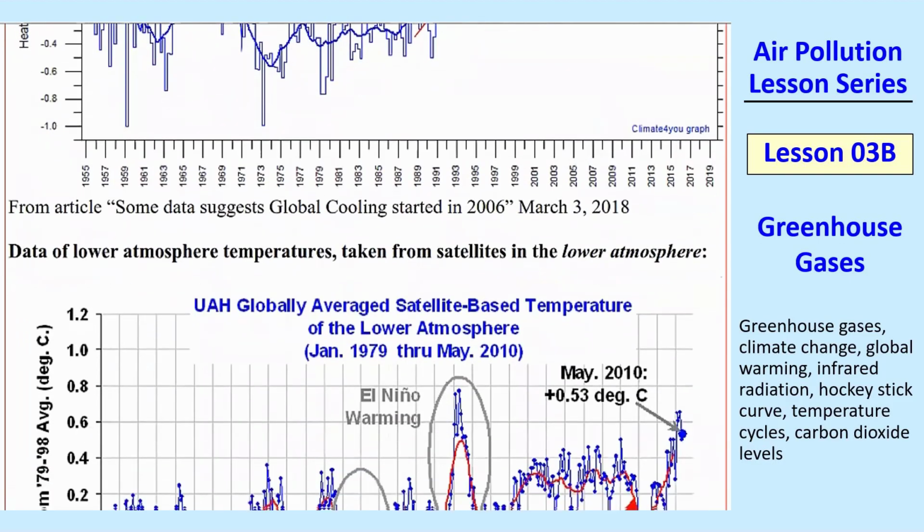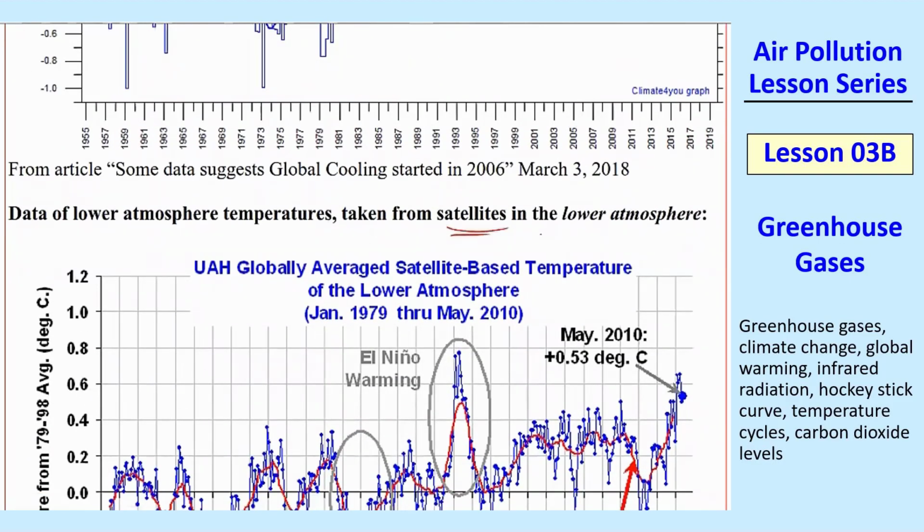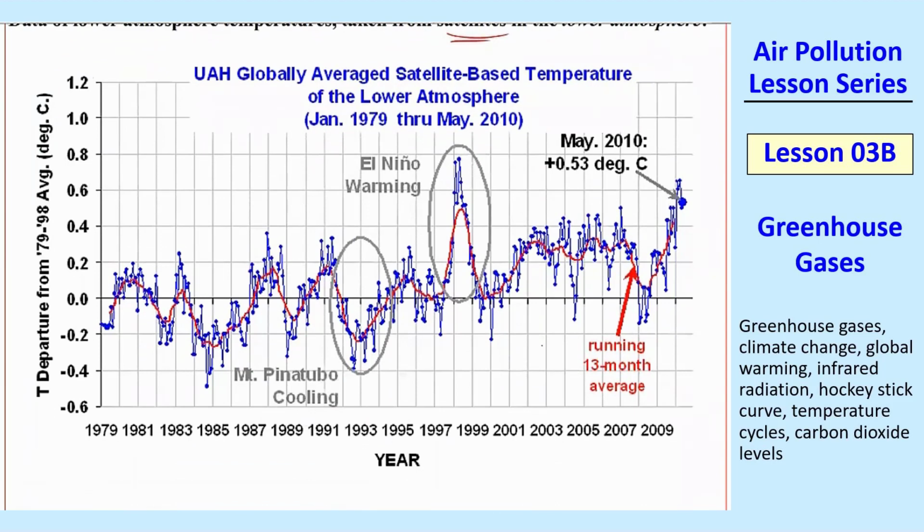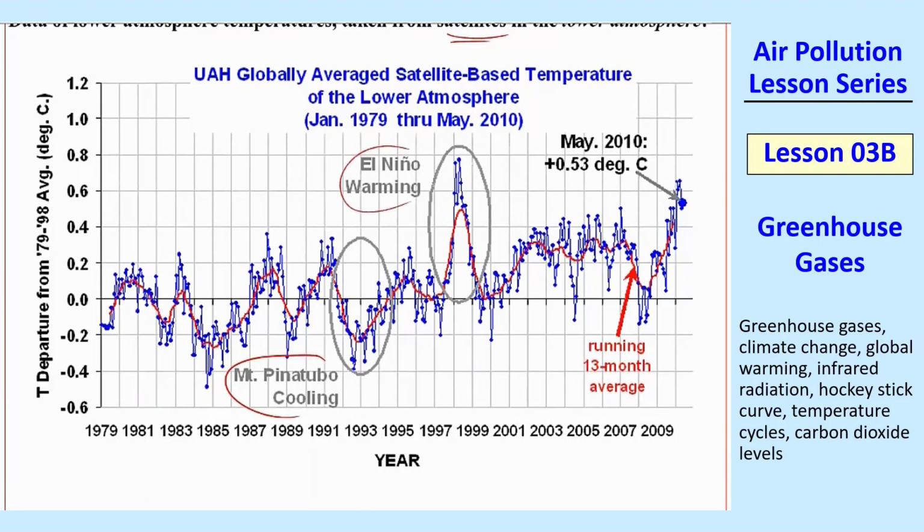Then we can have temperature from satellites. This is the lower atmosphere, and this shows that the global weather patterns greatly influence the temperature over the years. These show some volcanoes. When you have El Niños and volcanoes, you can have great temperature changes. So there's a lot of fluctuation. And then just recently, again, there's a fairly large spike.